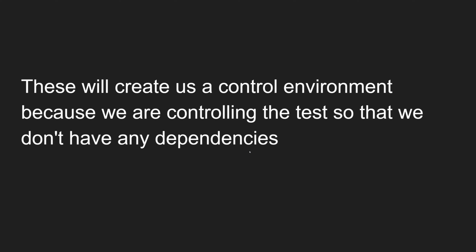The test doubles will create a controlled environment because we are controlling the test so that we don't have any dependencies. This will create a controlled environment so that we can control our test. Actually we need to control our test: what we need to execute and what the expected result is. If you don't have any dependencies, these test doubles will isolate those dependencies so that we have a controlled environment.